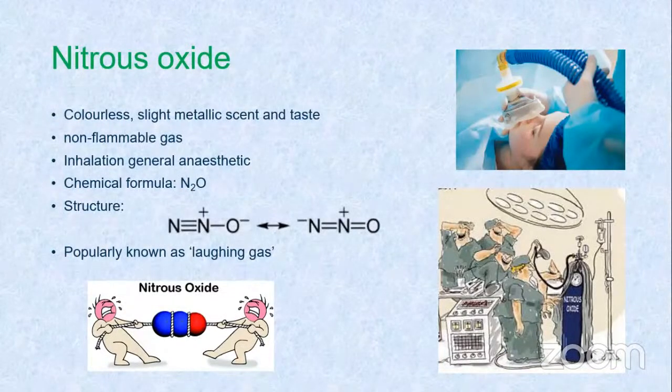At first, nitrous oxide. It might be known to all of us that it is called laughing gas. It is a general anesthetic. It is basically a colorless gas. It is slightly metallic in smell and taste also. Its chemical formula is N2O. Here we can see the structure of nitrous oxide. It is inhaled during anesthesia.